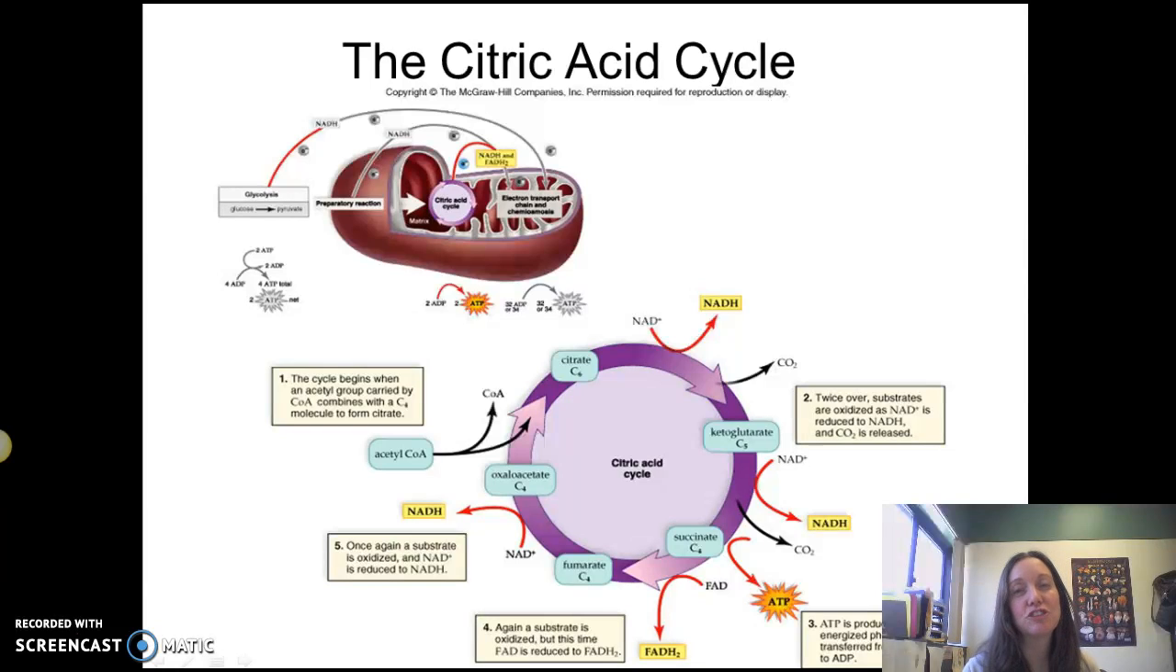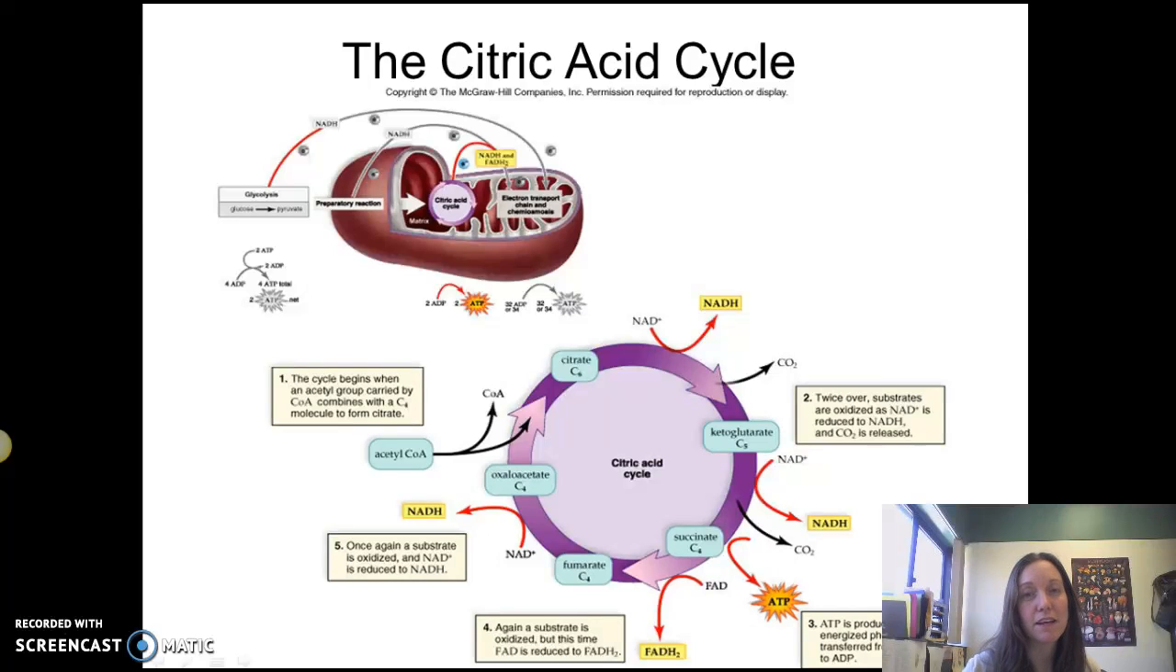This illustration shows that cycle occurring, and there's a very similar picture in your textbook. So I'm looking at the purple cycle down at the bottom of the slide, and to the left of it, you can see the acetyl-CoA. It bonds with the oxaloacetate, making citrate. Then we can see the series of reactions that oxidize the citrate and release carbon dioxide.